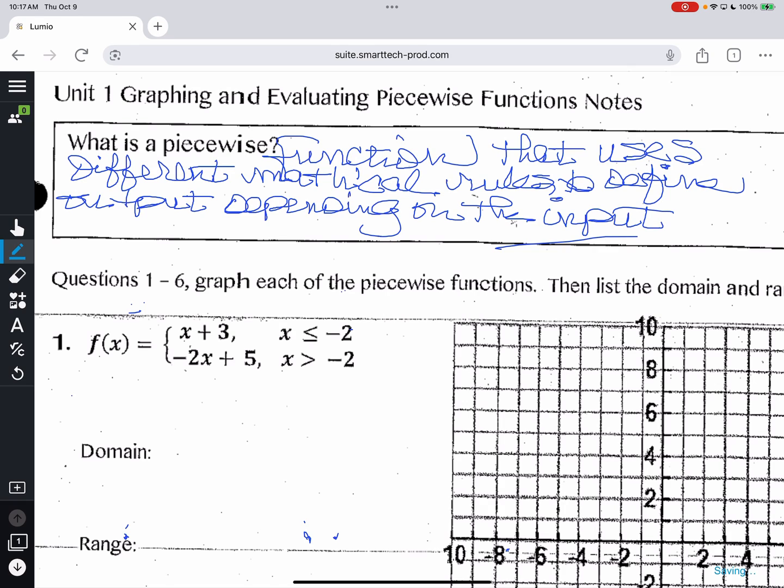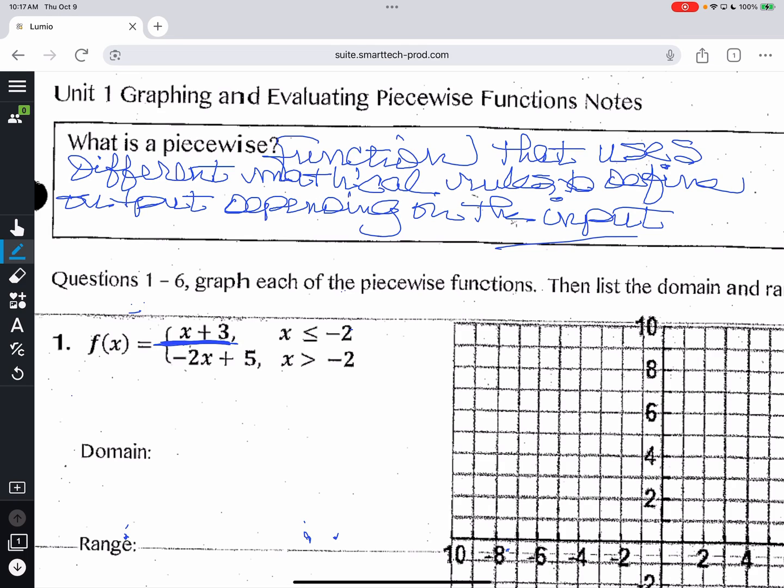So in other words, you're going to have 2 or 3 different graphs on one coordinate plane. They may or may not be connected at all. And the first one that we did, we graphed x plus 3. So when you see piecewise written, the first part is your equation. And it can be absolute value. You can have square root, any of the ones that we've done.